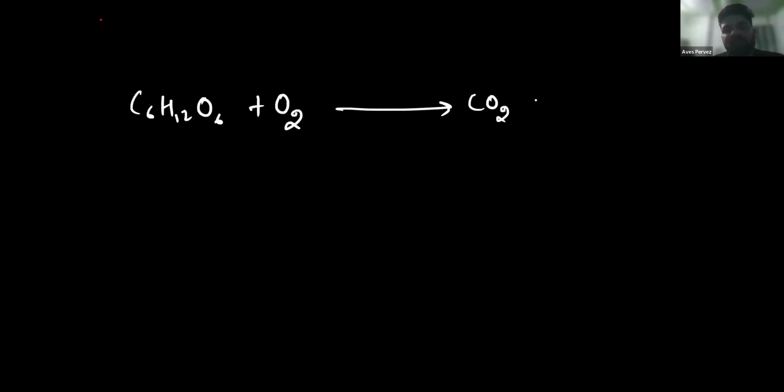For example, I'm saying respiration is a catabolic process in which glucose, C6H12O6, in the presence of oxygen is broken down. It gives carbon dioxide plus water plus energy. So here the complex molecule is broken down into simpler ones, like carbon dioxide and water, and energy. So this is a catabolic process.